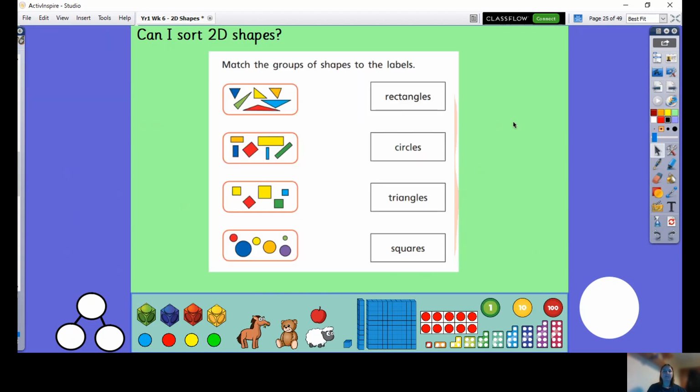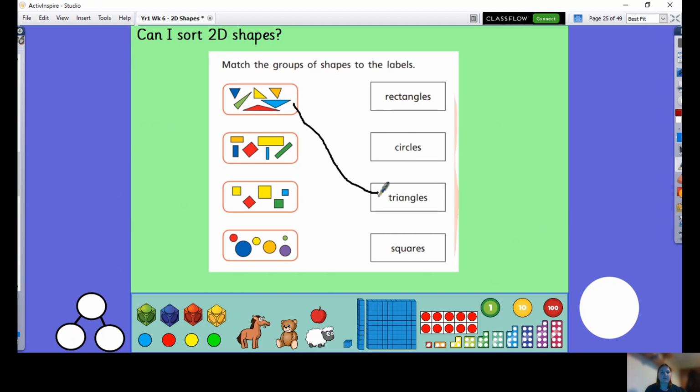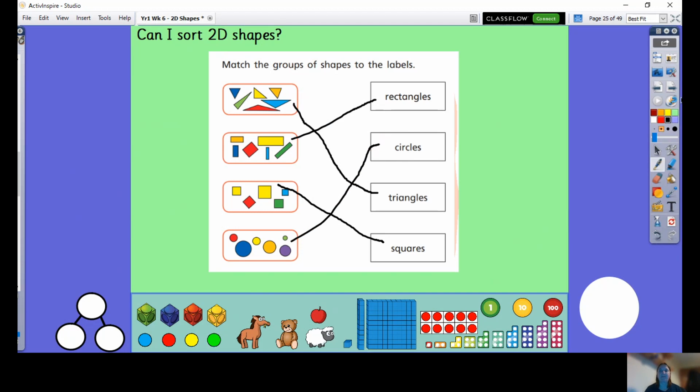Well done. So we're looking at thinking about sorting shapes today. So we're going to match the groups of shapes to the labels. So we've got down here, this is rectangles, circles, triangles, squares. So up here, I can hear you all shouting, these are all triangles. These in here are all rectangles. These then are squares, and then these are circles. Well done.